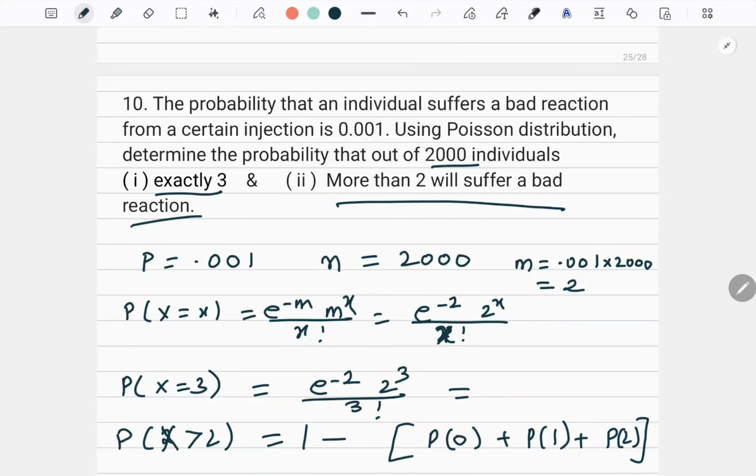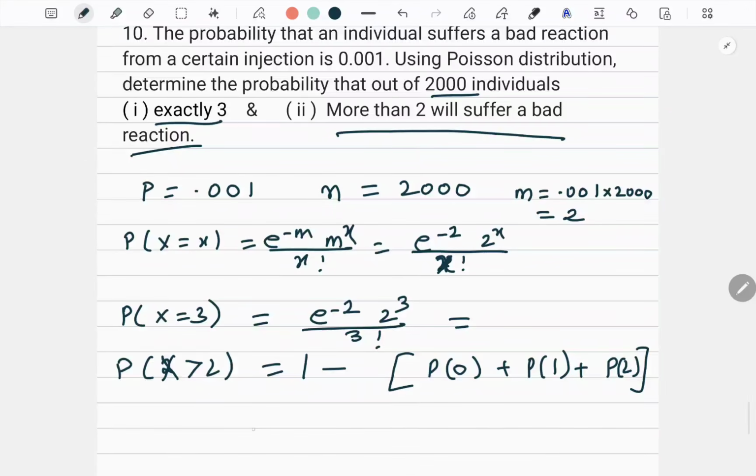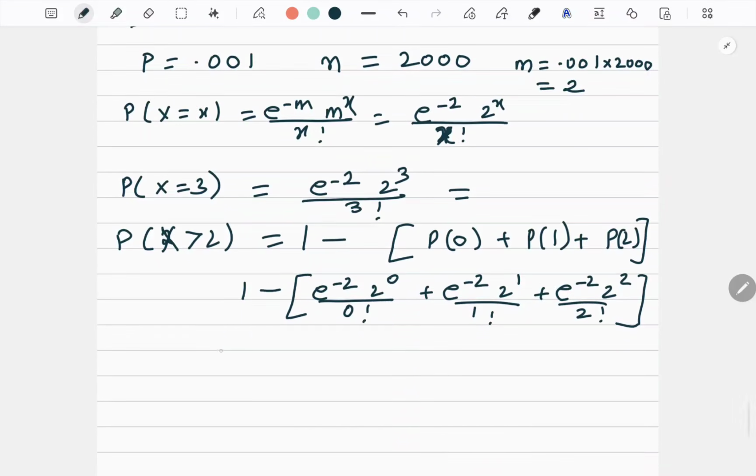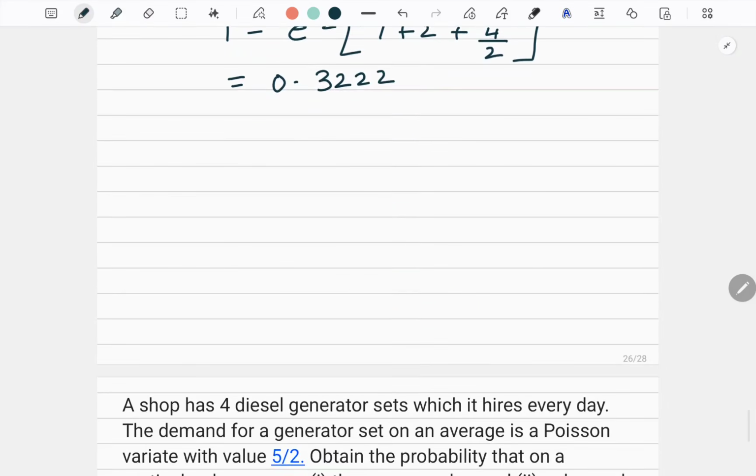Correct? So this is what I don't want. So that is what I will be calculating. So 1 minus what is probability for 0? e to the power minus 2, 2 to the power 0 upon 0 factorial, plus e to the power minus 2, 2 to the power 1 upon 1 factorial, plus e to the power minus 2, 2 square upon 2 factorial. Correct? So 1 minus e to the power minus 2 you can take out. So 1 plus 2 plus 4 by 2. Right? So this will be equal to 0.3222. So this is how you have to do the questions. Questions are very easy. Just remember the formula.